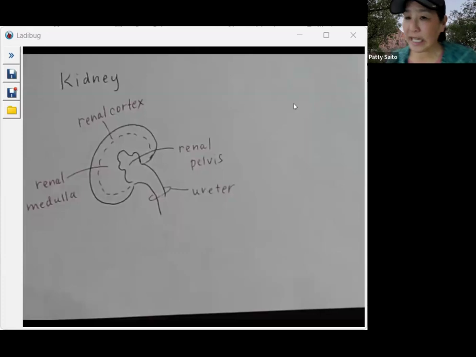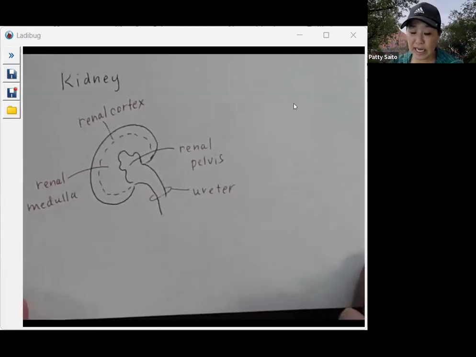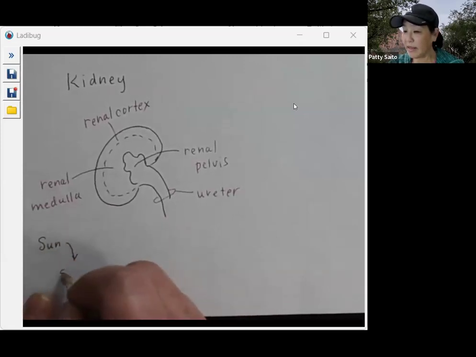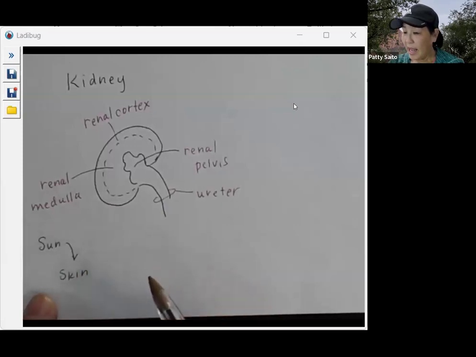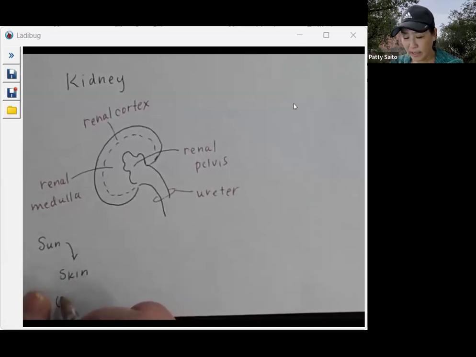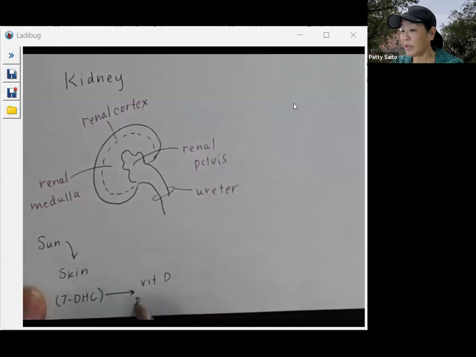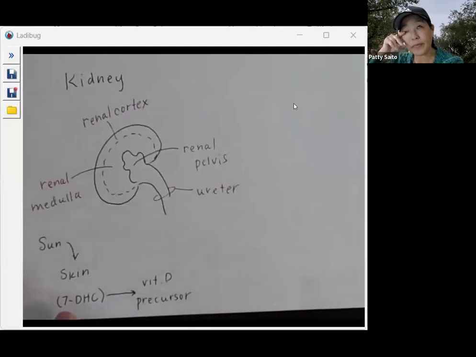Because you may know that sunlight is supposed to help with your vitamin D. So how it works is the sunlight stimulates a conversion of a molecule in the skin to become a vitamin D precursor. So we're not vitamin D yet, but it's a molecule that will become vitamin D.